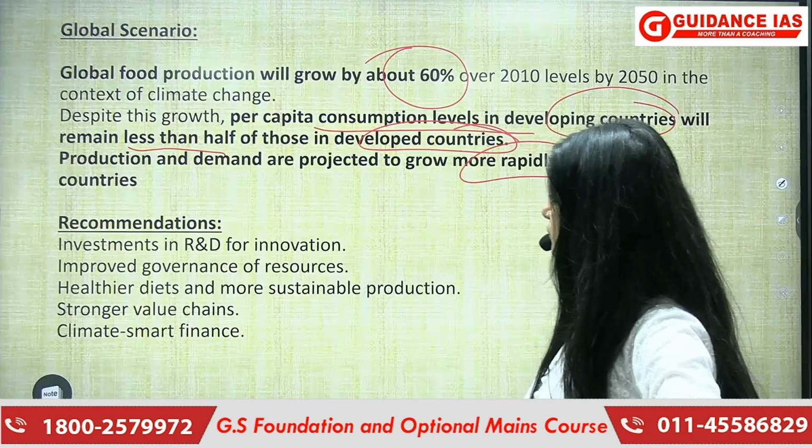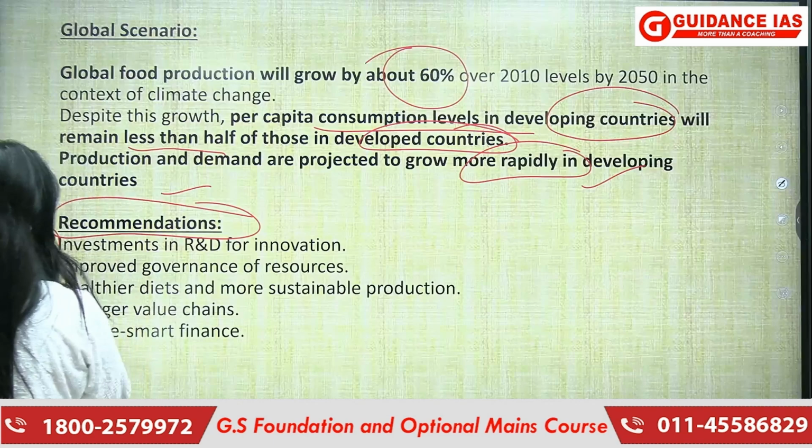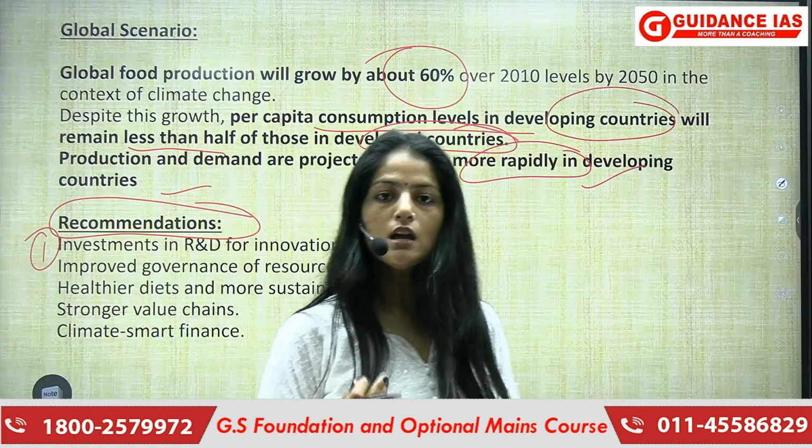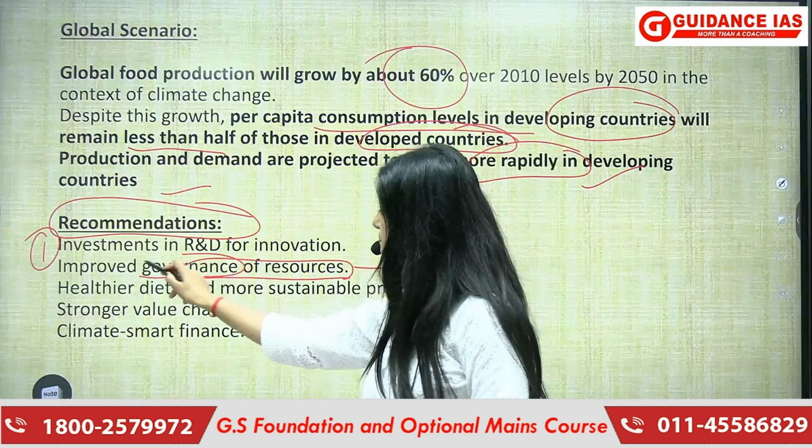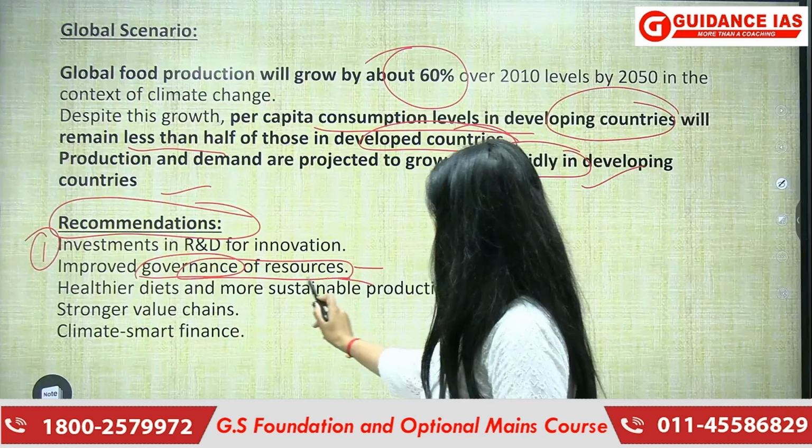What are a few of the recommendations given by this report? The first one is investment in R&D for innovation. Of course, the more we invest in research and development, the better. The second is improved governance for resources. Healthier diets and more sustainable production are the need of the hour. Sustainability is something which is needed in every area, wherever we go, whatever we talk about.